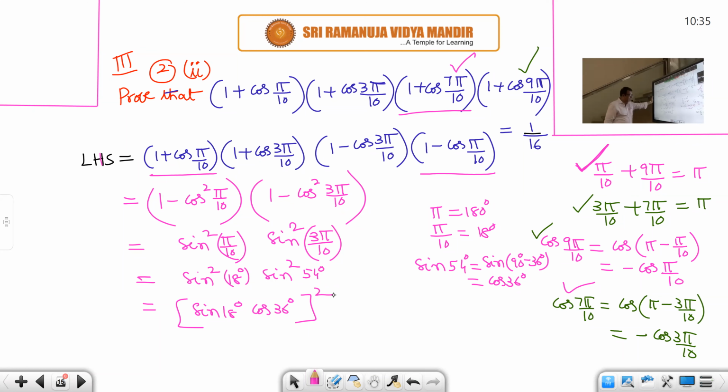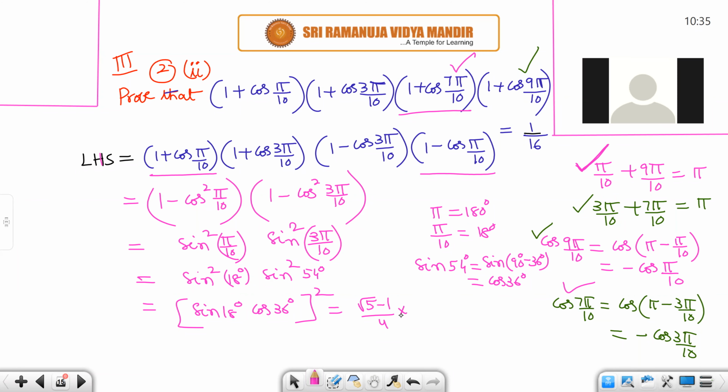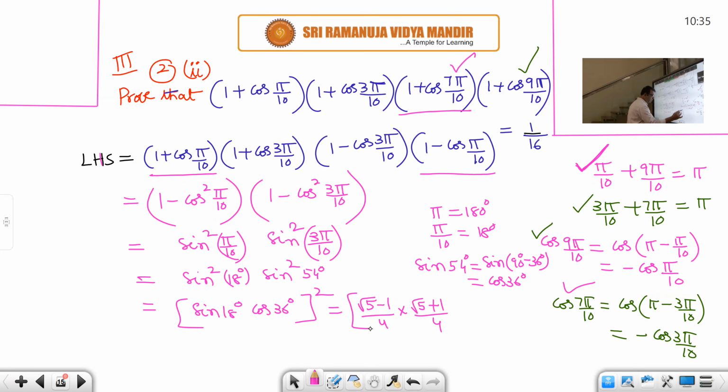I'll put in a bracket and whole square it. Now sin 18 degrees, what is the value? Do you remember the value? Yes, sir. Root 5 minus 1 by 4. Correct. Sin 18 and cos 36 values everybody should remember. Cos 36, what is the value? Root 5 plus 1 by 4, sir. Very good. These two values everybody should remember. Keep it in your mind.